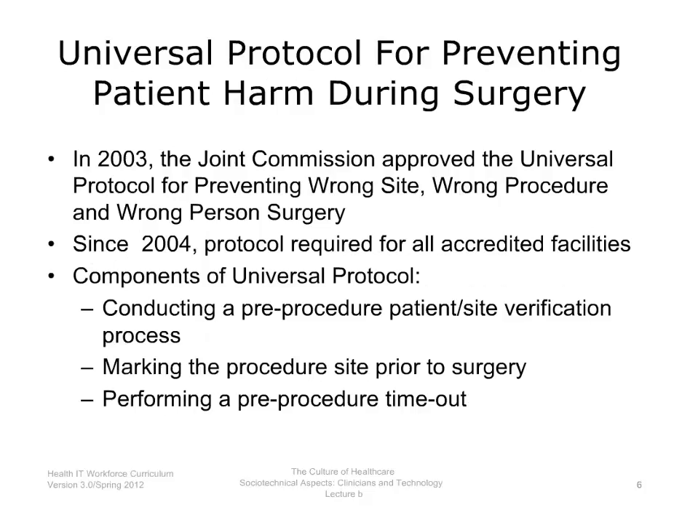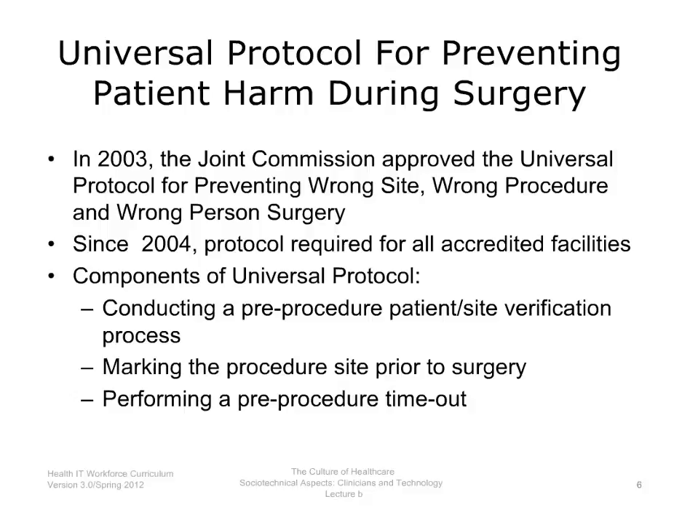There is a small but distinct possibility that patients will be harmed during surgery. One unfortunate cause of patient harm is when surgery is inadvertently performed on the wrong site or even on the wrong patient. In 2003, the Joint Commission approved the Universal Protocol for Preventing Wrong Site, Wrong Procedure, and Wrong Person Surgery. Since 2004, this Universal Protocol has been required for all accredited hospitals, ambulatory care settings, and office-based surgical facilities.